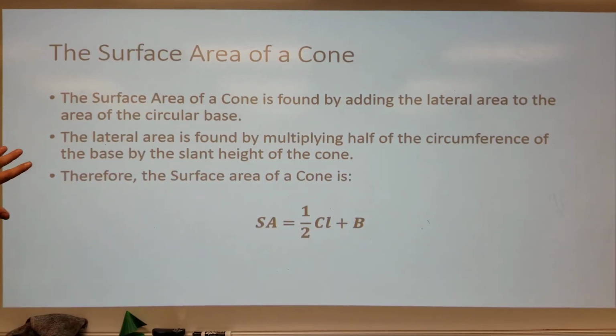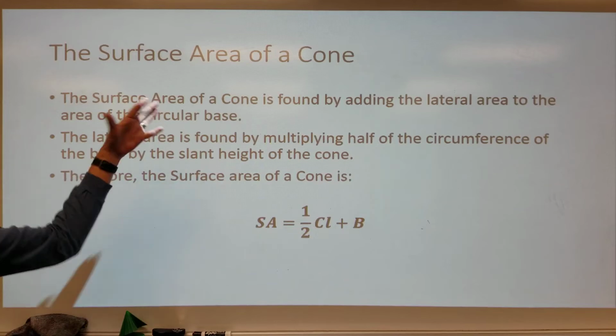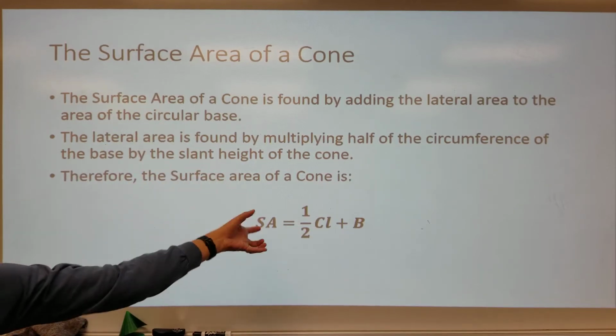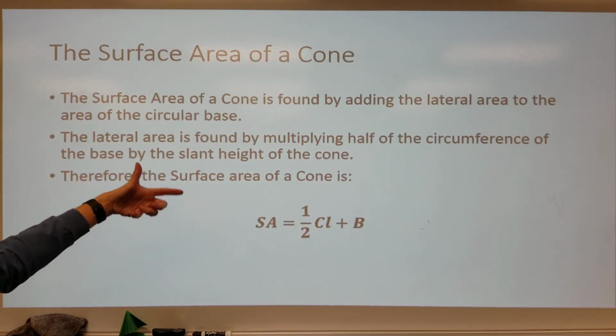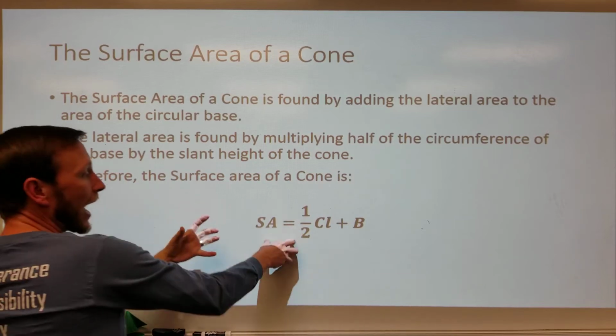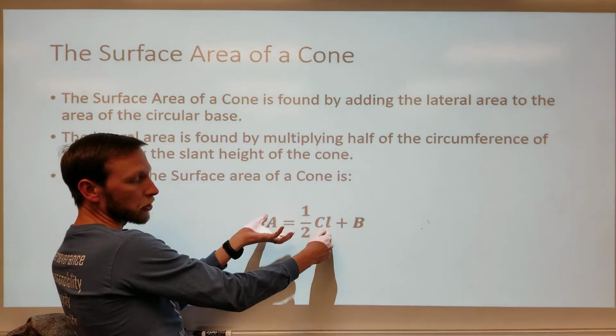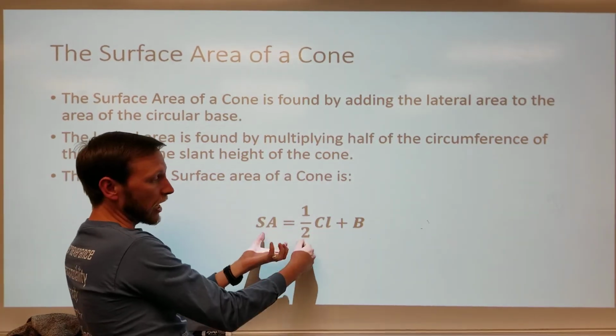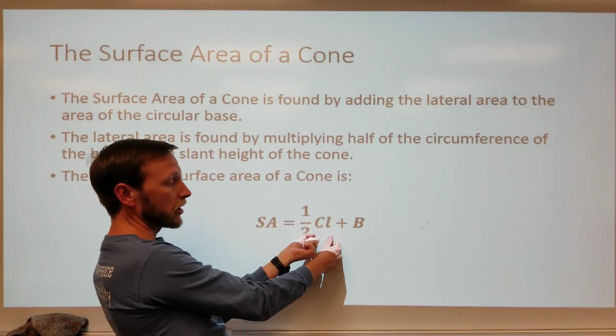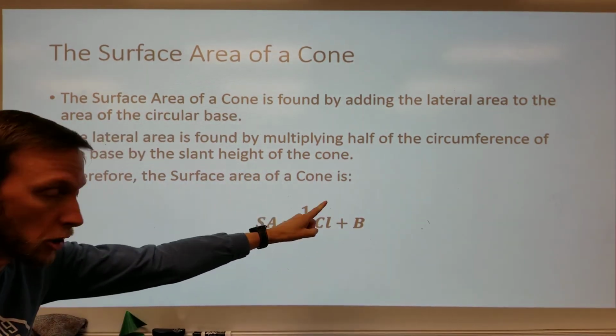All right. So the surface area of a cone is the same idea. Look at this formula and how it relates to the work that we just did with pyramids. Instead of taking half of the perimeter of the base times the slant height plus the area of the base, it's half of the circumference, because circles don't have perimeter, they have circumference. Half of the circumference of the base times the slant height plus the area of that circular base.